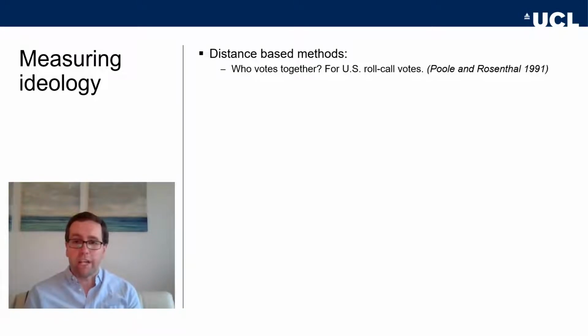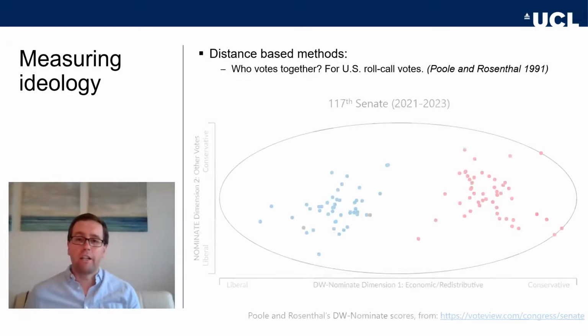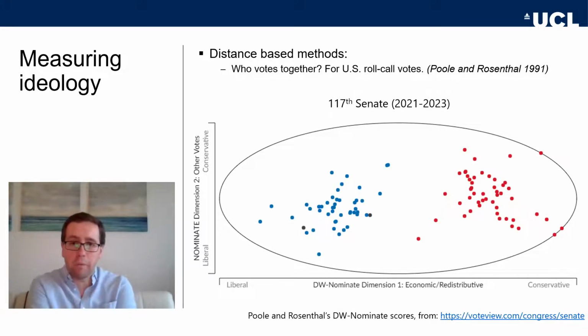And then you can use a multidimensional scaling algorithm, a method to see whether there's some underlying dimension in this large matrix of voted together, didn't vote together, and find these underlying dimensions. And these Poole and Rosenthal's DW-NOMINATE scores are sort of the standard measure for ideology in US politics. And that's where I got my estimate for Joe Manchin from earlier. That's how I know that he's the swing, or the pivotal senator.